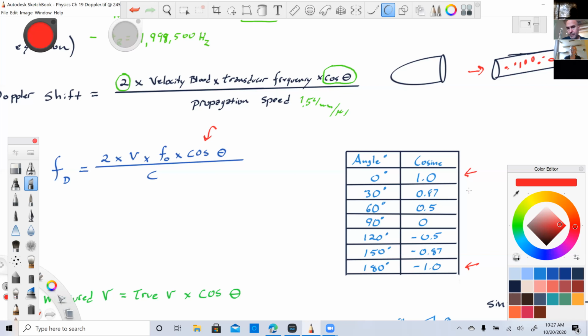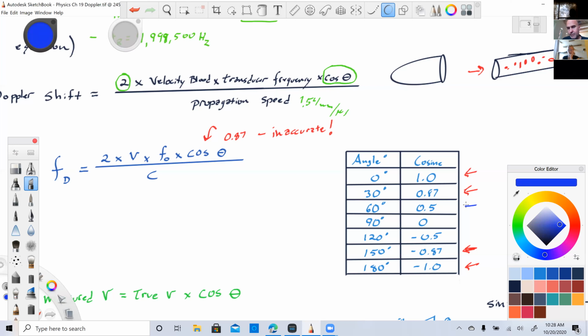At a 30-degree angle or 150-degree angle, our cosine is 0.87. So instead of having cosine theta, the number would be 0.87 at a 30-degree angle. So that's not considered too bad. It's pretty close to 1, but it is inaccurate. 1 is 100% accurate. Anything less than 1 starts to become inaccurate.